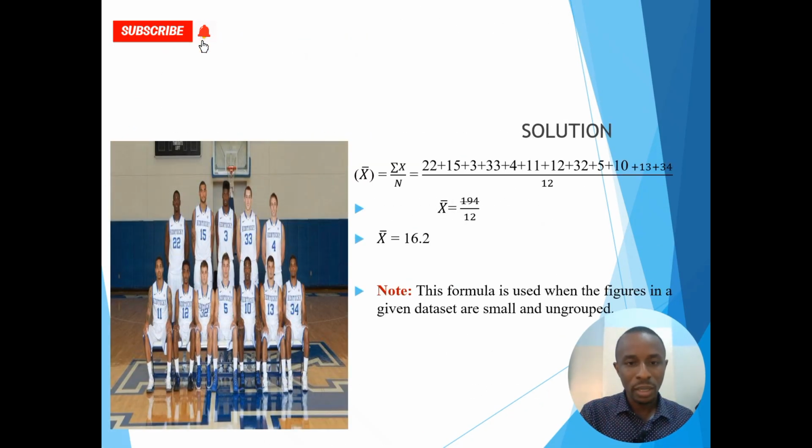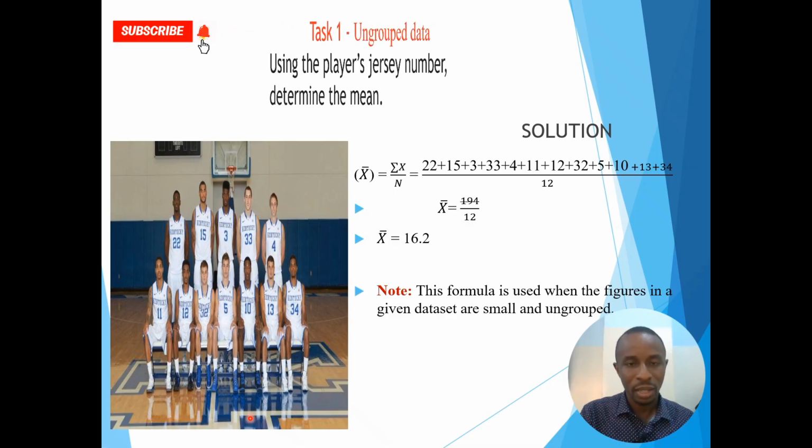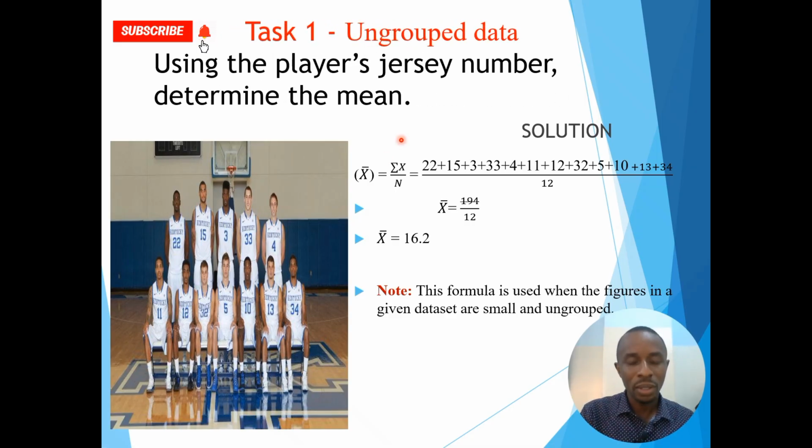So let's look at this example. We have basketball players with their different jersey numbers. Now we are going to use their jersey numbers to calculate the arithmetic mean. That's the first task. Using the player jersey numbers, determine the mean. So the first thing to do is to write out all the jersey numbers. We have 22, 15, 3, 33, 4, 11, 12, 32, 5, 10, 13, and 30.